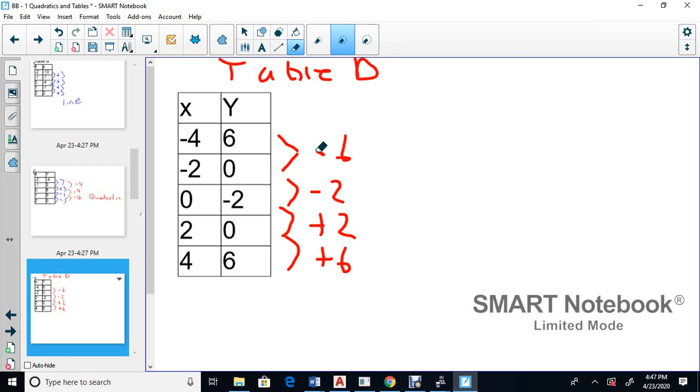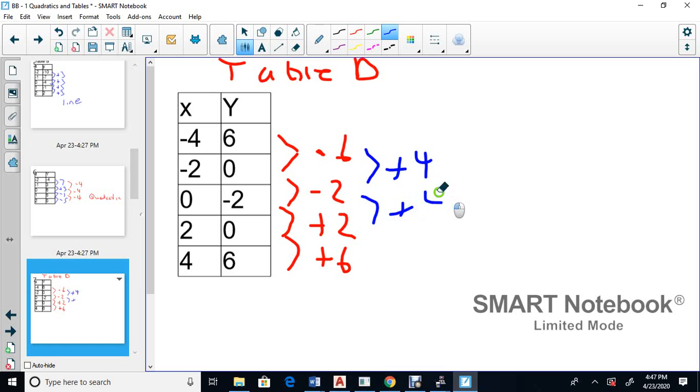These aren't the same, so it's not a line. So now we'll try the second difference. So here we're going up by 4. Oh, here we're going up by 4. Here we're going up by 4. So this is a quadratic.